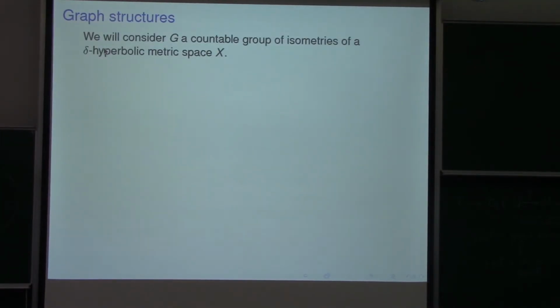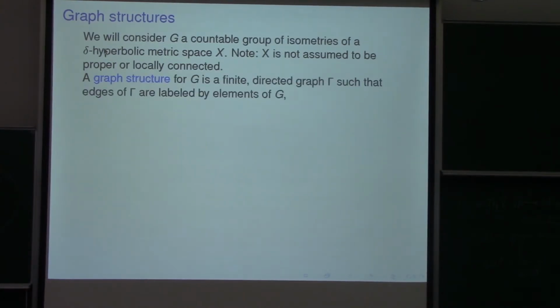So in fact, we still need something which reminds us of random walks. So we need some graph to count in. To avoid the word automatic group, because there are too many definitions of automatic group, we'll call them graph structures. So I have a group of isometries of a delta-hyperbolic metric space. Again, not necessarily locally compact. It doesn't have anything to do with this.